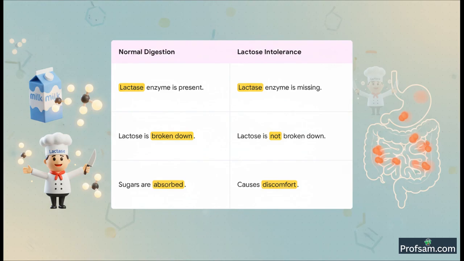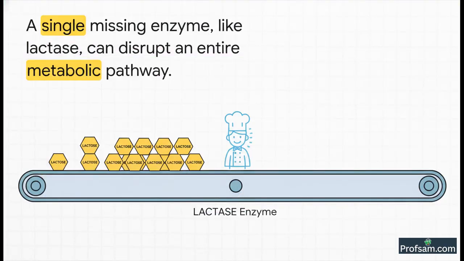So what happens? The lactose ingredient is never processed. It just passes through the body undigested, and that causes all the problems. So you see, this is a perfect illustration of enzyme specificity. One chef, one job. If that chef is missing, the entire production line for that one dish comes to a stop. Luckily for us, modern technology now allows us to simply take a lactase supplement. It's like we can swallow the missing chef, you could say, to help us digest milk.